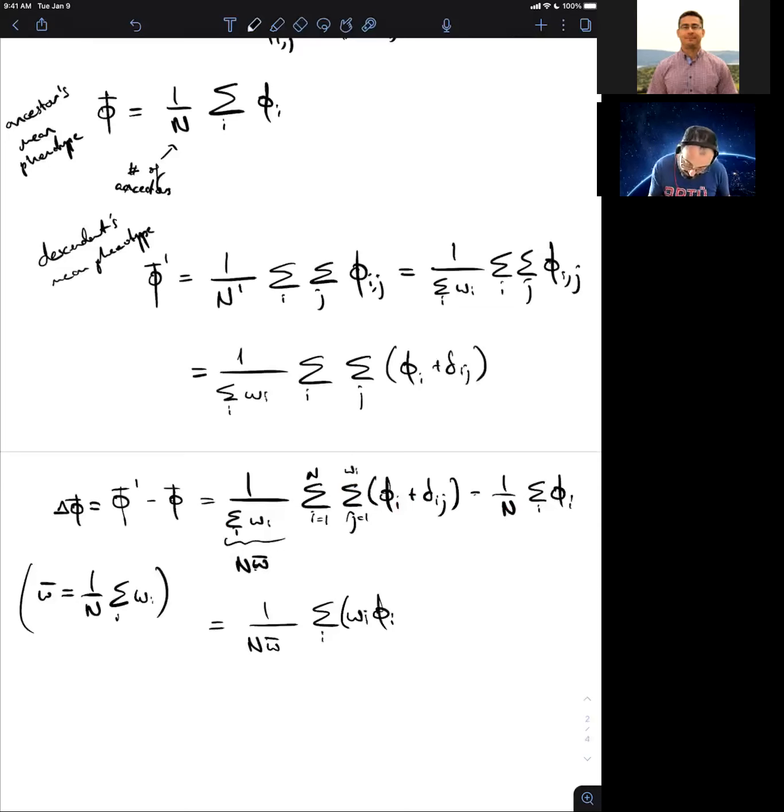Then you have the sum over j from 1 to Wi of delta ij here, and you do have to sum this over all the i's, minus 1 over n, the sum over i of phi i, delta phi i.